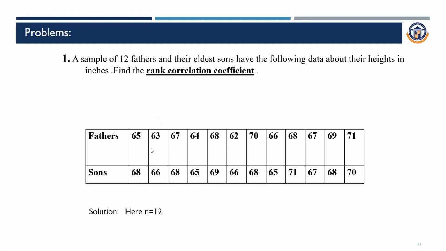The first problem is a sample of 12 fathers and their eldest sons have the following data about their heights in inches. Find the rank correlation coefficient. So here the question is rank correlation coefficient, but the data are, the first data is fathers. That means the height of fathers in inches are given. Similarly, the height of sons in inches are given here, but ranks are not given. So before we start the problem, we calculate the rank of x and rank of y. So here the number of data n is equal to 12.